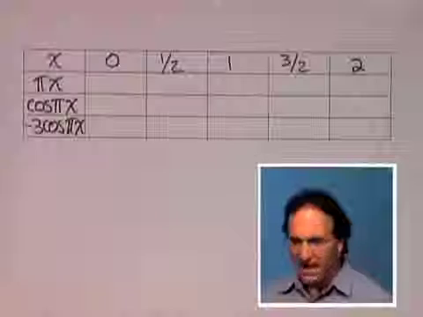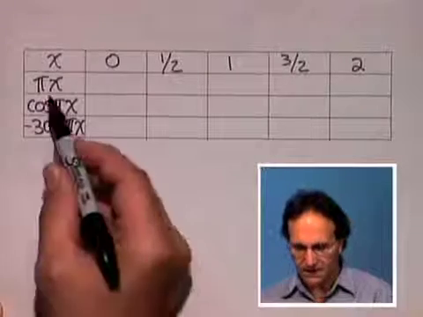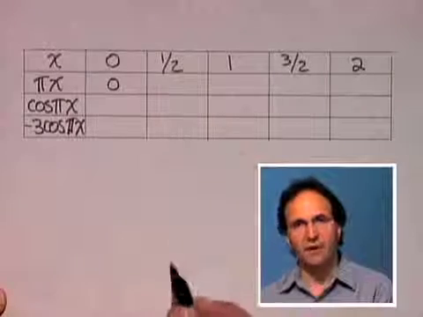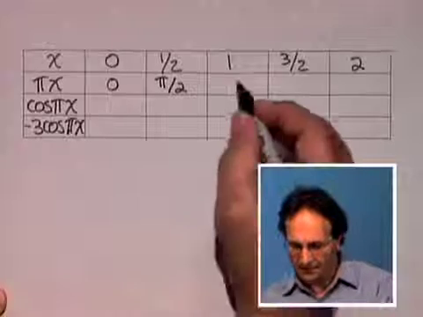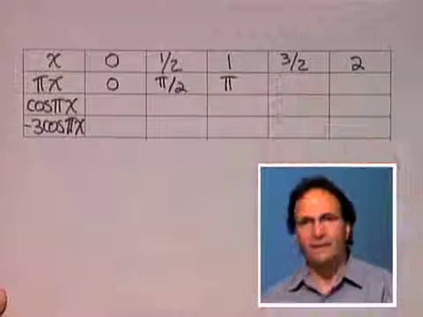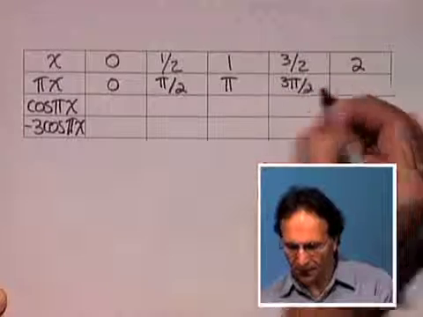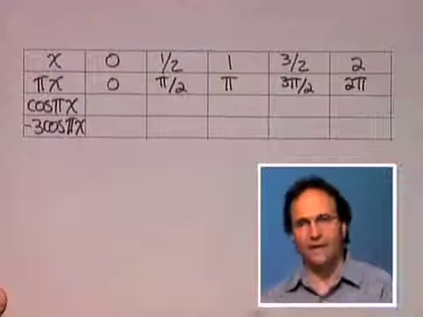I've already created the table with part of it filled in. Let's take a look. So we have the key points of 0, a half, 1, 3 halves, and 2. Let's take pi times x. Pi times 0 is 0. Pi times a half is pi over 2. Pi times 1 is pi. Pi times 3 halves is 3 pi over 2. And pi times 2 is 2 pi.